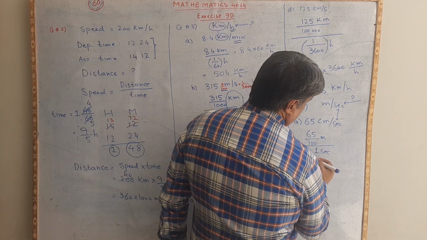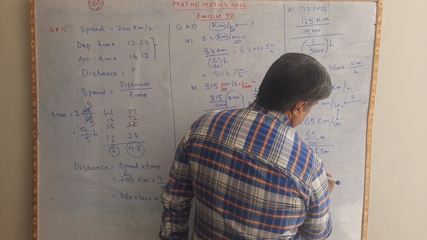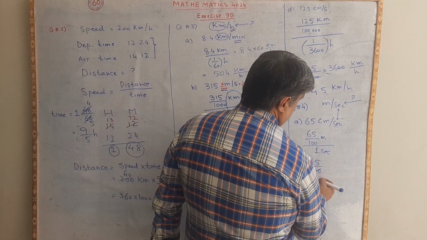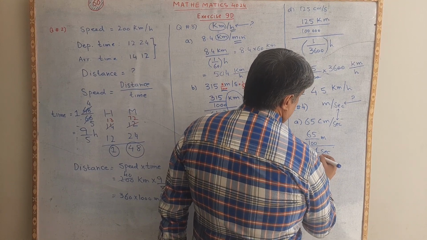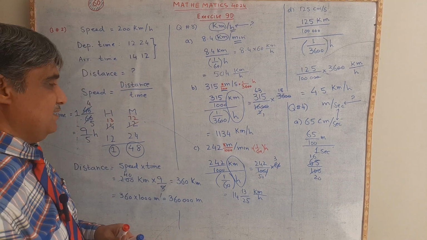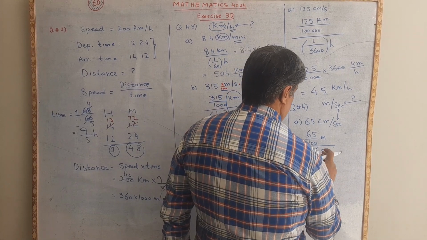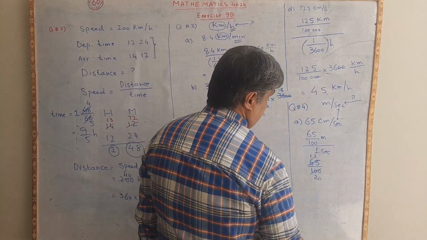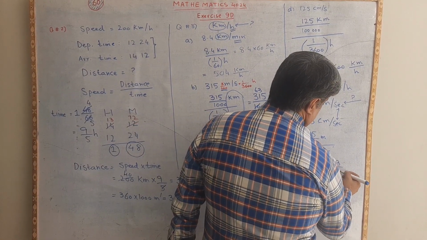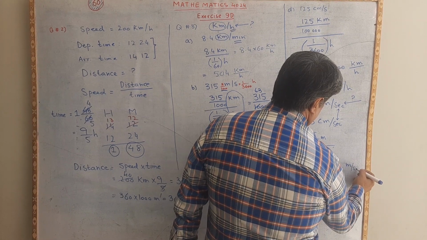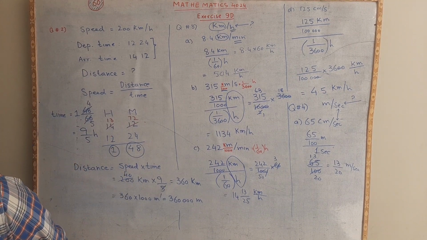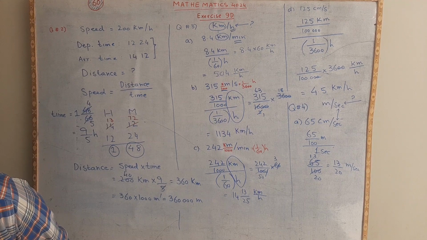So when we are dividing 65 by 100, it means that 5 twenties and 5 ones are, and 5 threes are. So it means that it will be equal to 13 divided by 20 meter per second. 13 divided by 20 meter per second.